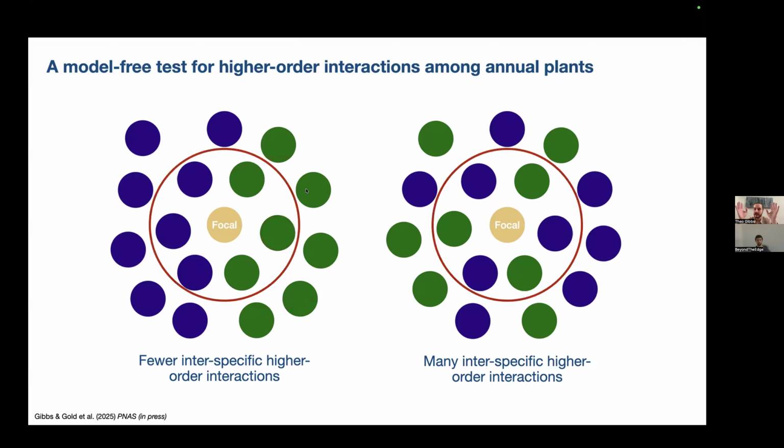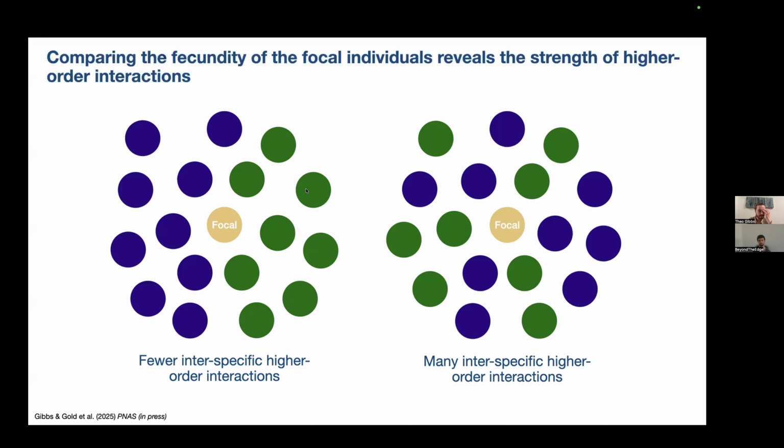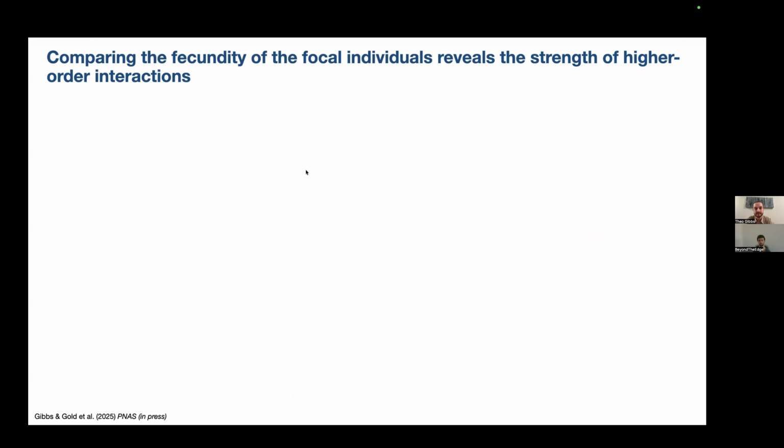Importantly, in these two spatial arrangements, the focal plant is seeing the same competitive environment. They're seeing the same number of purple or green individuals, whether they're clustered or aggregated, like on the left-hand side, or intermixed together, like on the right-hand side. So we've preserved the pairwise effect of the background competitors on the focal plant. And that means that we can just directly compare the fecundity of focal plants between these two spatial arrangements to reveal the strength of these spatially mediated higher order interactions.